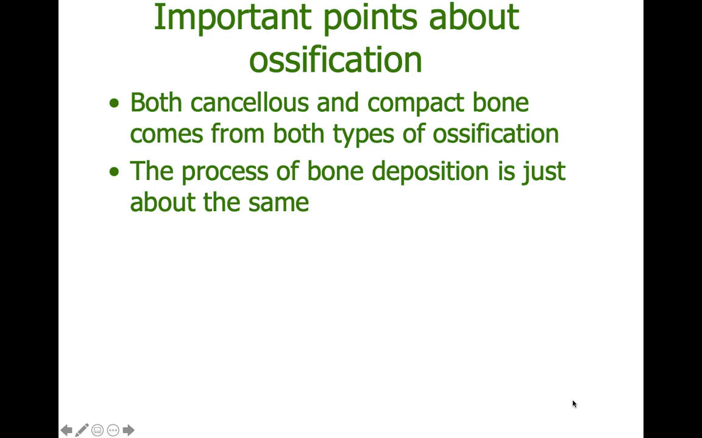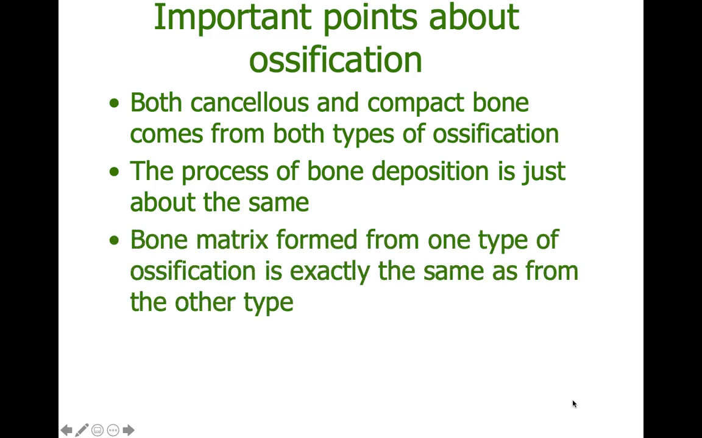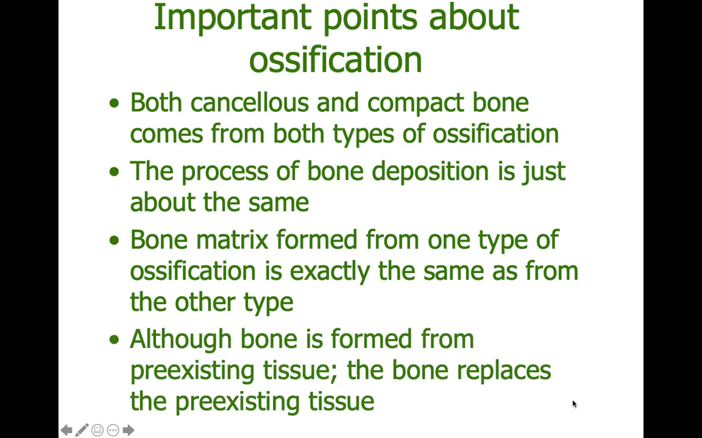What this means is, whether we're talking about intramembranous or endochondral, the process of ossification occurs in just about the same way. To make it even more confusing, the bone matrix formed from one type of ossification is exactly the same as the other. If we were to collect bone matrix, some made through endochondral, some made through intramembranous, and analyze the chemical composition, they would be virtually identical from one another. We would not be able to tell one from the other because chemically they are exactly the same.